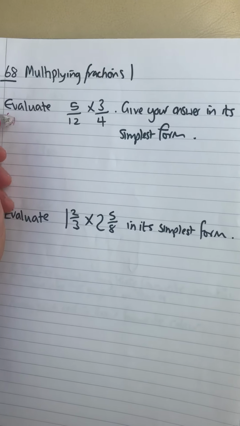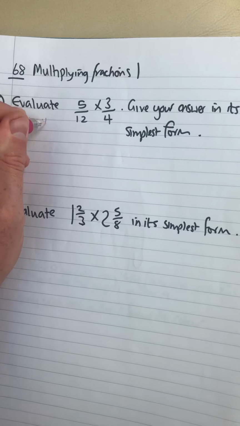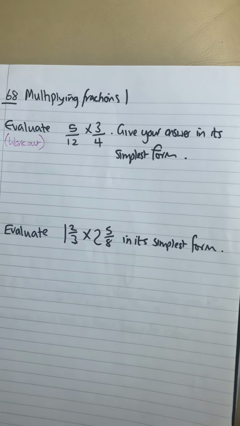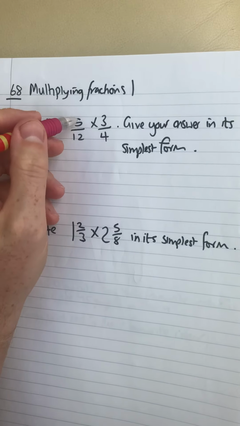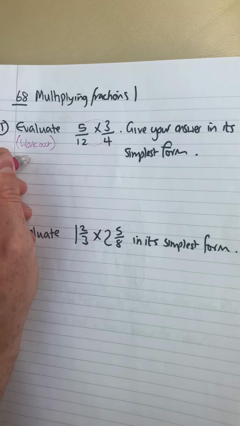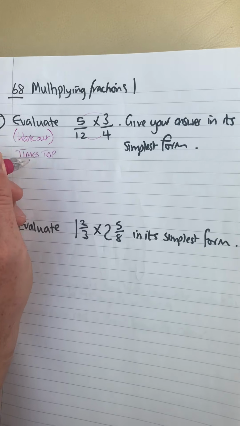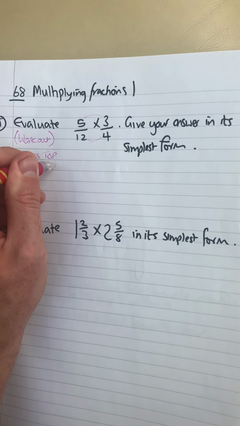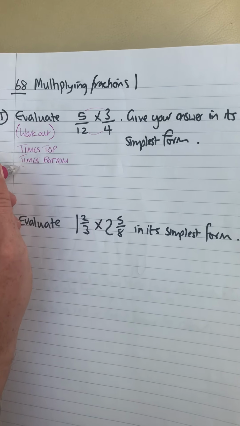So first of all, evaluate means work out an answer to. It's not a special word, it just means work out an answer. So to multiply fractions, you just times the top, times the bottom. That's the key fact you need to know. So times the top numbers, times the bottom numbers, or the denominators, and then simplify.